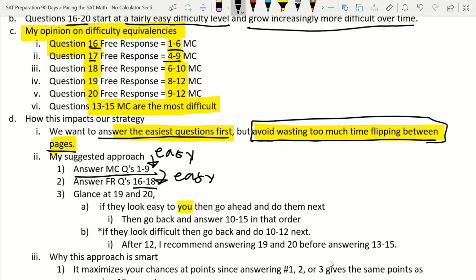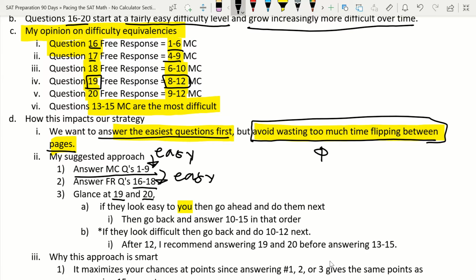So now what happens after I've answered questions 16 through 18? Well, at that point, if we look at our difficulty equivalence sheet, we see we have question 19. We know that that's equal to around 8 through 12 of the multiple choice. Well, we've already answered 1 through 9, so our next one would be 10. So do we answer 10 first or do we answer 19 first? Well, if they're equivalent in difficulty level, we want to make sure we're not wasting time flipping the pages and going back and forth. So we're going to want to try to stay right here with that free response if we can.